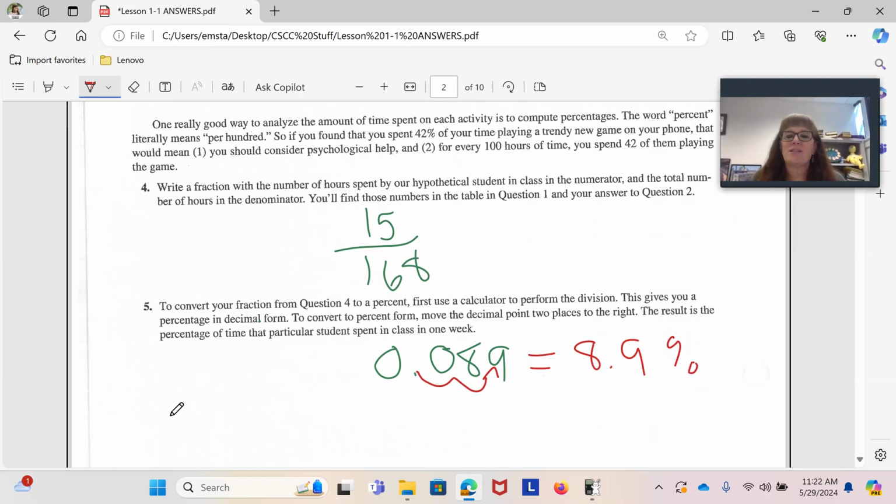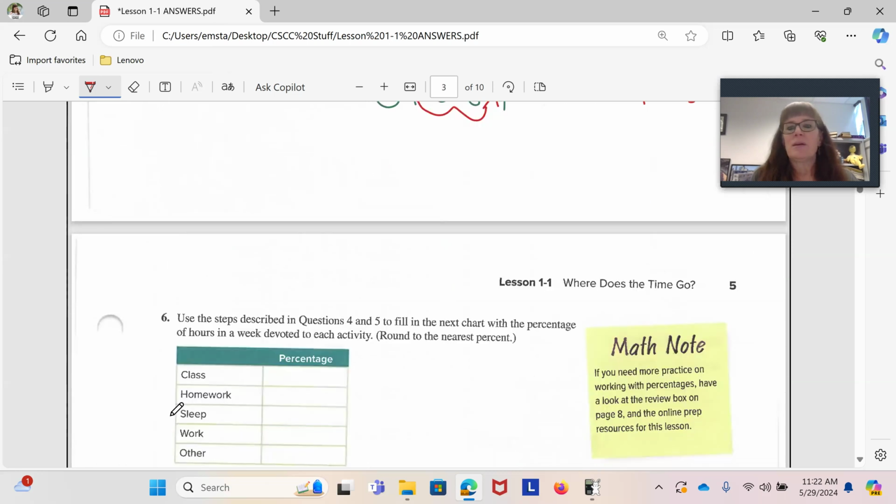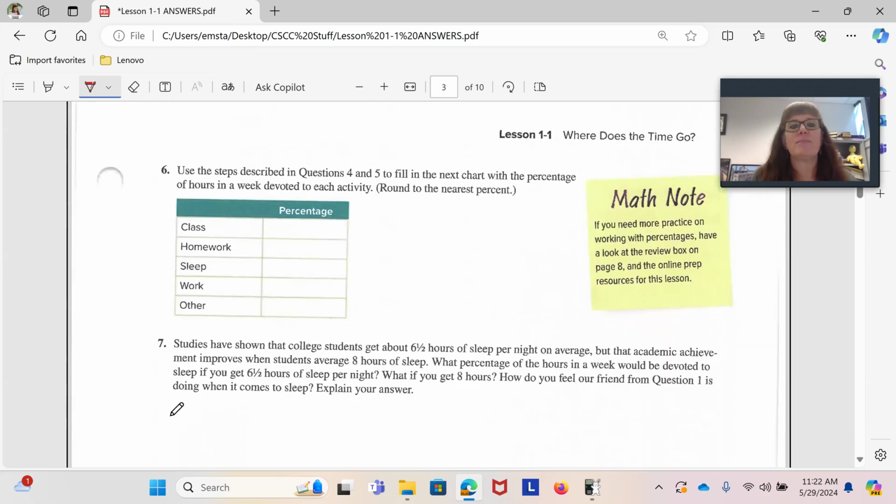Another way you can think of that is you could take 0.089 and multiply by 100. That will also give you 8.9%. So our student spends about 8.9% of their time in class. Top of page 5. It says use the steps described in 4 and 5, so learning how to write the fraction and turn that into a percent, to fill in the chart with the percentages of the hours in a week devoted to each activity.